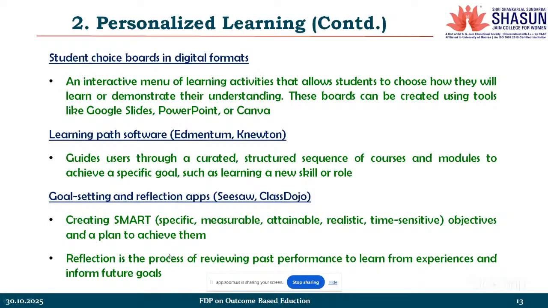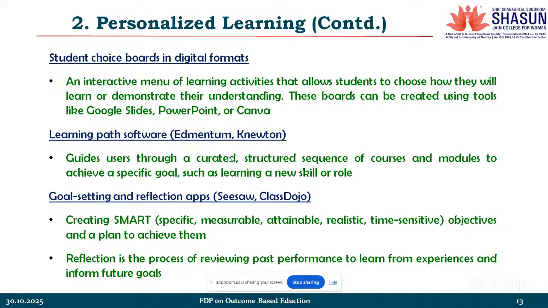We have specific systems called learning path software. These guide users through a curated, structured sequence of courses and modules to achieve a specific goal. It is similar to online MOOC courses. We can have a number of courses, and each course will have separate modules. We can complete a module, and each module will have specific assignments or activities we need to complete.